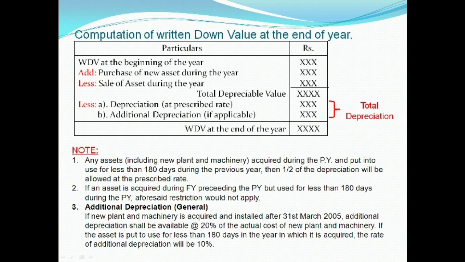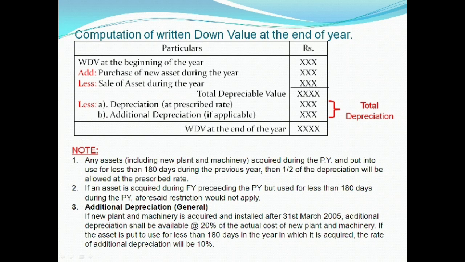Which means if any fixed assets are newly purchased in the previous year, if any asset is purchased in the year 2018-19 and it is used for less than 180 days, then for that particular asset we are going to calculate half of the depreciation at the prescribed rate. And the second one is if an asset is acquired during the financial year preceding the previous year but used for less than 180 days during the previous year, the aforesaid restriction would not apply.